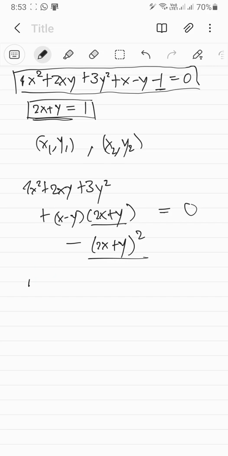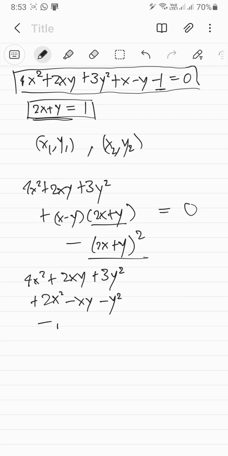Okay, so 4x squared plus 2xy plus 3y squared, this thing will be plus 2x squared minus 2xy plus xy, which is just minus xy, and then minus y squared, and this will be minus 4x squared minus 4xy minus y squared.